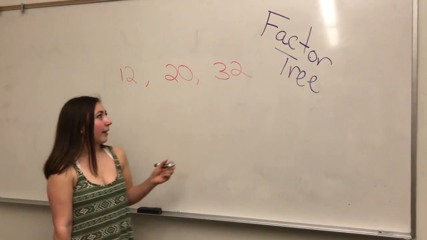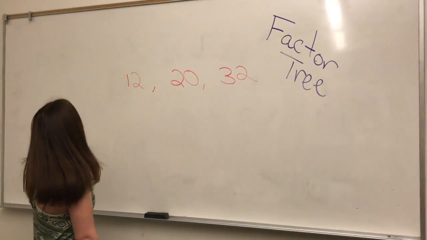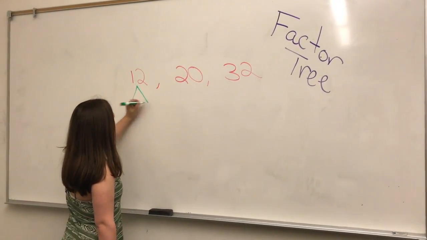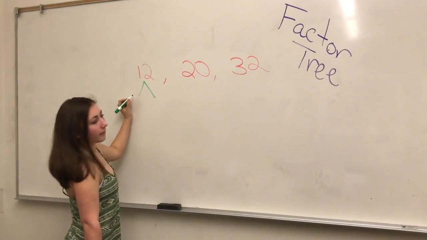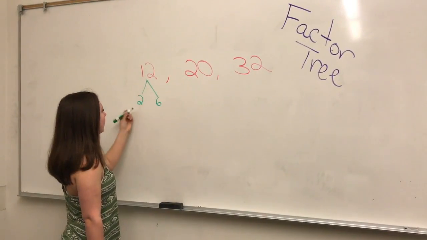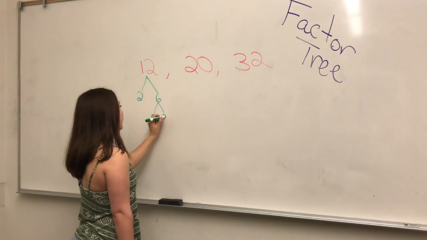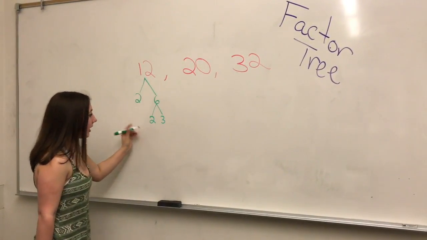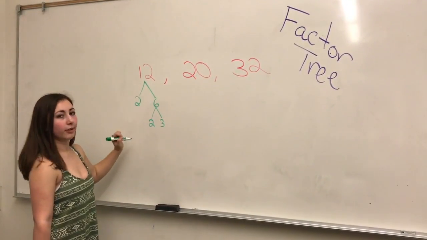For my second method, I'm going to be using the factor tree to find the GCF of 12, 20, and 32. So I'm going to start with 12, and we're just going to do little lines down from it and see what can make up 12. So 2 and 6 multiplied together equals 12, and then we're going to do the same thing for 6. So 2 and 3 go into 6, and that's all we can do because we're trying to find the prime numbers, and 2 and 3 are all prime.